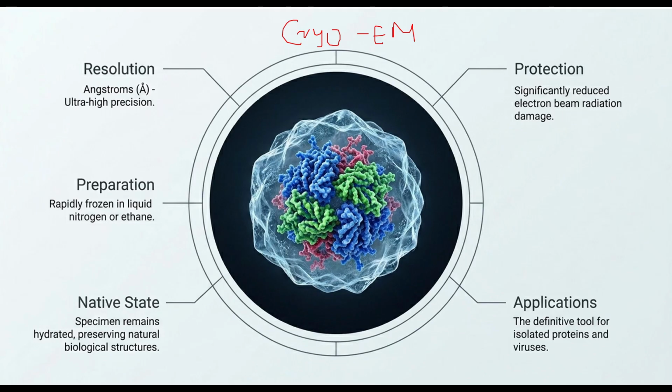So we have to check the resolution. It is at the angstrom level, right? Then preparation: rapidly frozen in liquid nitrogen or ethane. And what about the native state? The specimen remained hydrated, preserving natural biological structure. Protection: it significantly reduces electron beam radiation damage, so the damage is minimized. What are the applications? The definitive tool for isolated proteins and viruses, right?